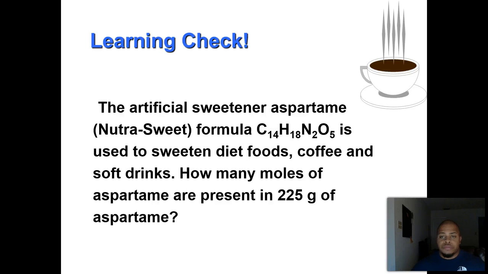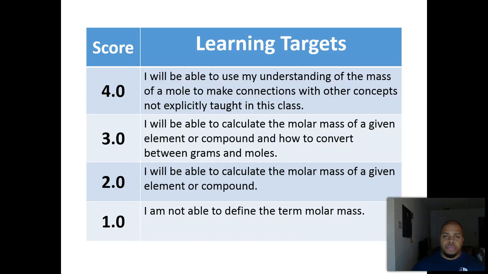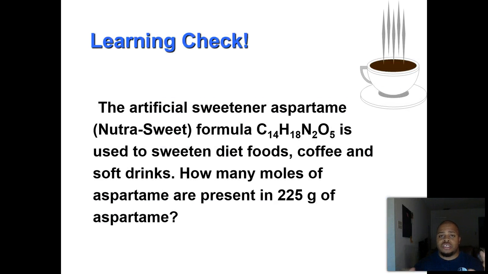Now, this is another check for you. I want you to go through and actually calculate how many moles of aspartame are present in 225 grams of aspartame. It's given to you as the formula, C14H18N2O5. So, of course, that means you're going to have to find the molar mass of that. It'll take a few moments, but I think you can work through it. Now, use that one as a practice, and I'll go back just a second.